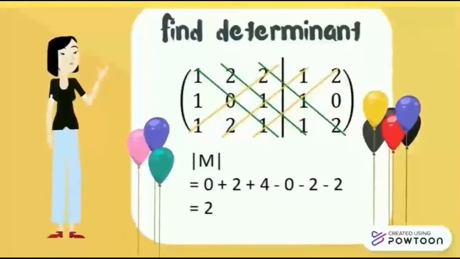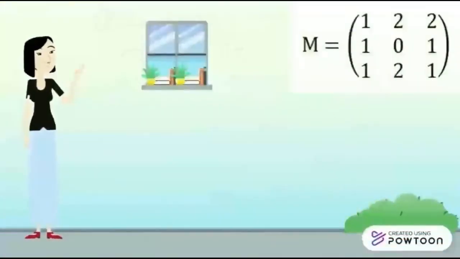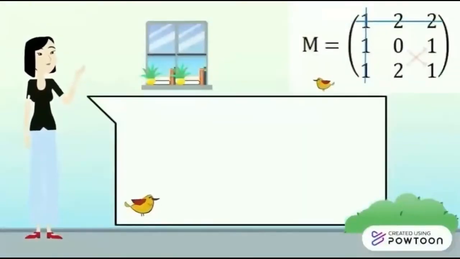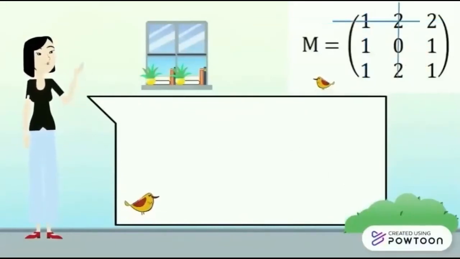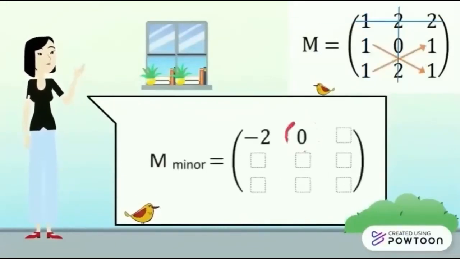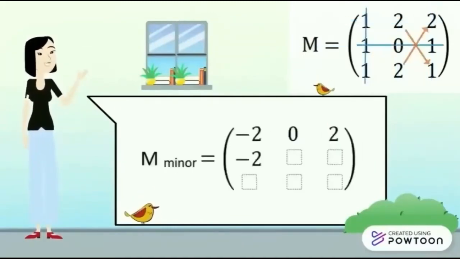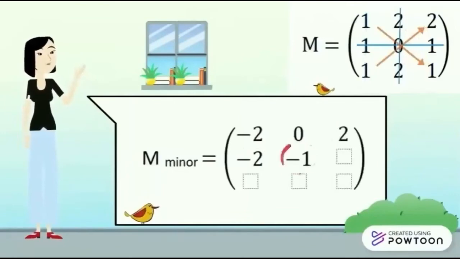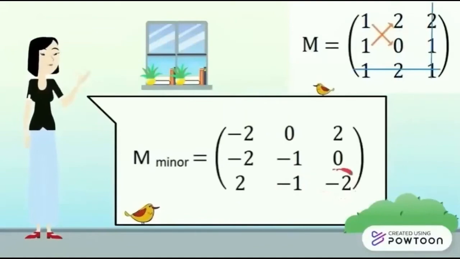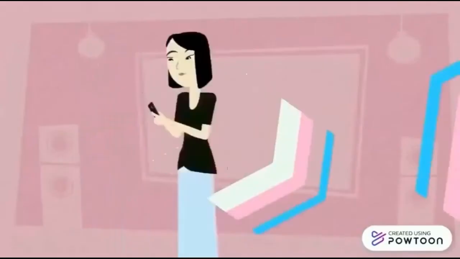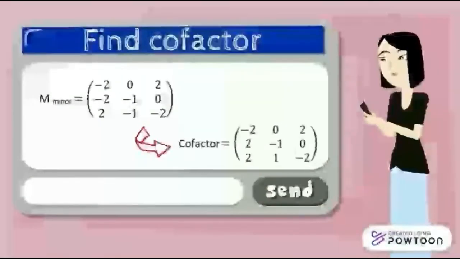In row 1, column 1, the minor is 0 minus 2, which equals negative 2. In row 1, column 2, the minor is 0. Row 1, column 3, the minor is 2, and this method is applied for all other numbers on row 2 and row 3 to get the minor. After we get the minor of matrix M, we convert the minor into cofactor.